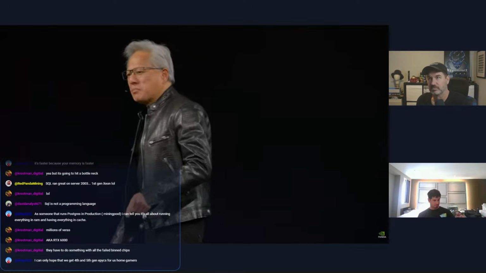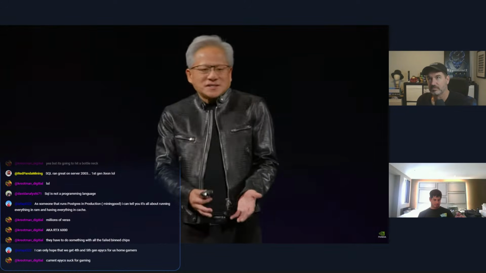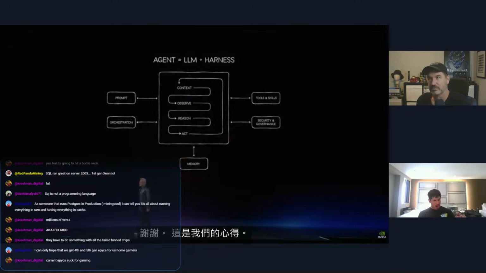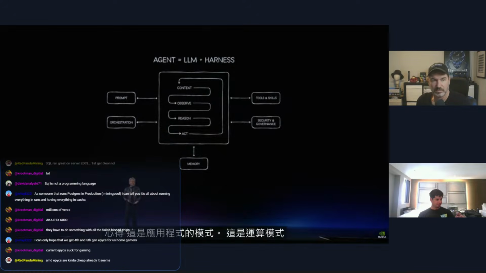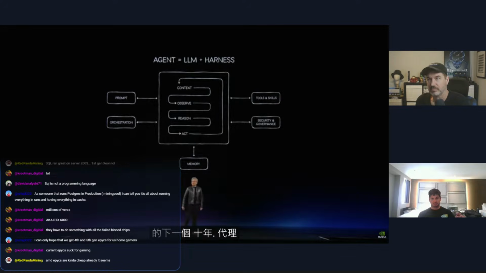This is the most important slide, really. This is the takeaway. The takeaway here is that this is the application pattern. This is the computing pattern of the next decade. Agents, harnesses, orchestrating large language models. Every company will run it.